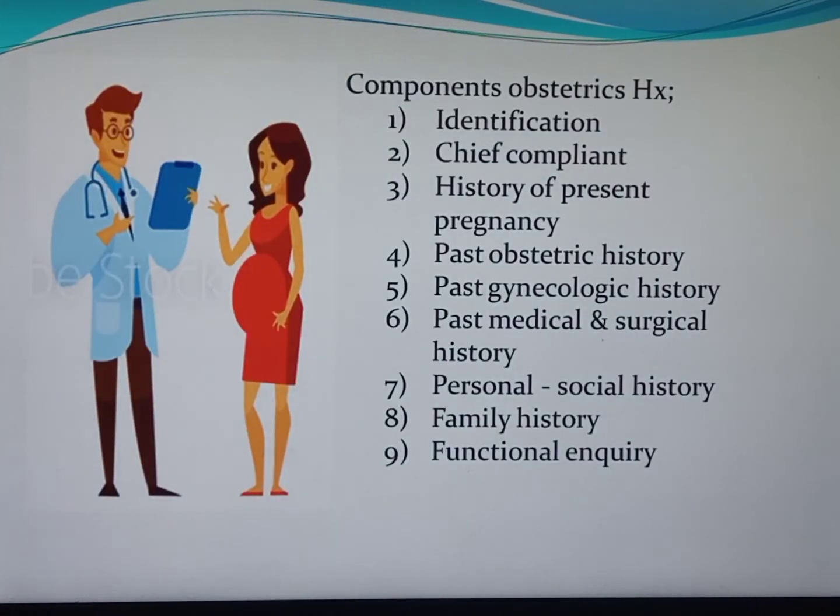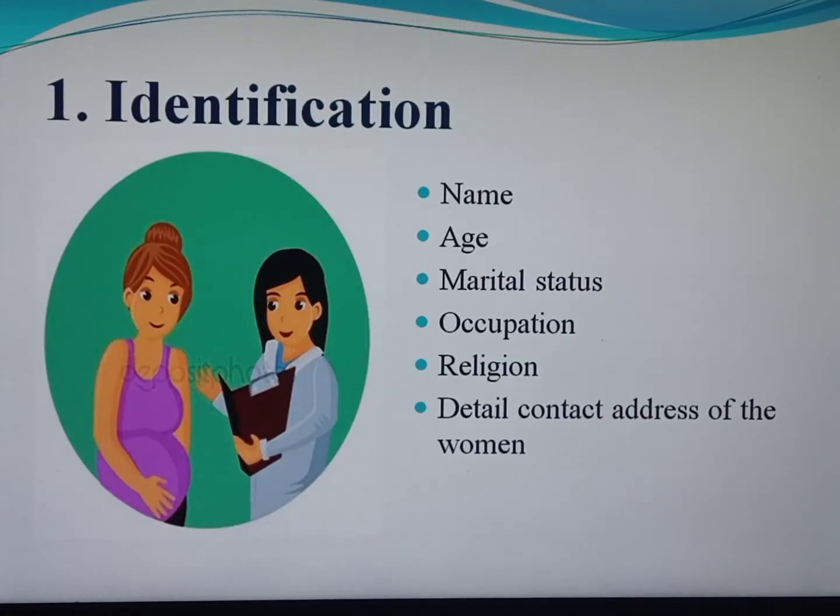So, the components of obstetric history can be summarized under the following subheadings. We can start from identification, chief complaint, history of present pregnancy, past obstetric history, past gynecologic history, past medical and surgical, personal, social, family history, and finally the functional inquiries. Under identification, we are expected to mention the name, age, marital status, occupation, religion, and detailed contact address of the woman, and the mode of arrival is very important.